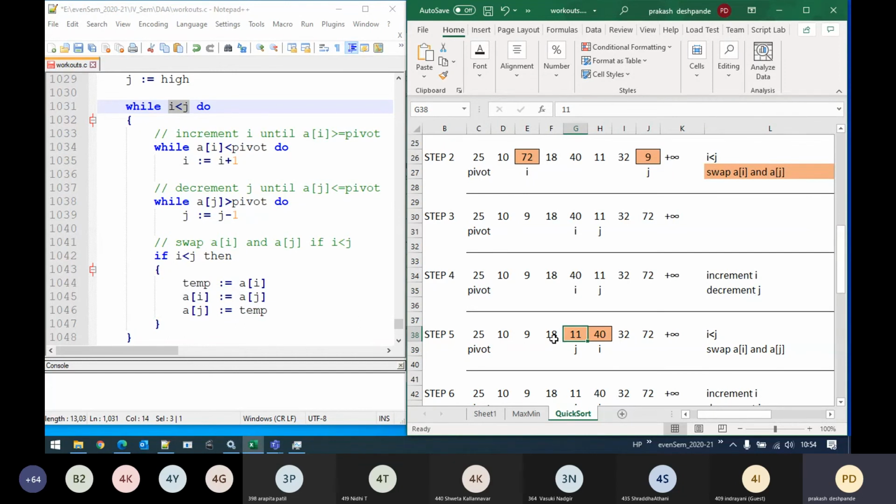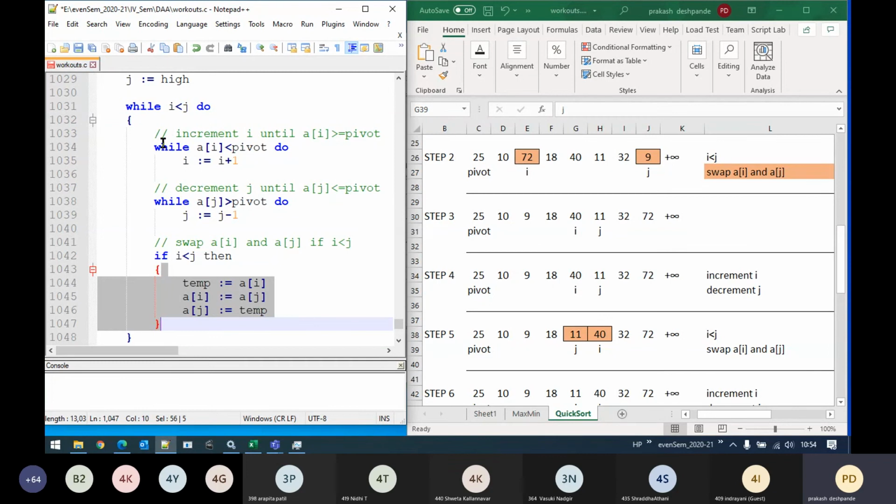Is this 11 greater than pivot? No, sir. Stop decrementing. So we have the I and J values. Now this if condition: is I less than J? No. I is 5, J is 4. So the condition turns out to be false. So don't swap these two numbers.